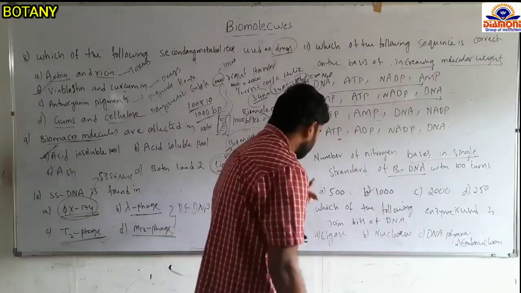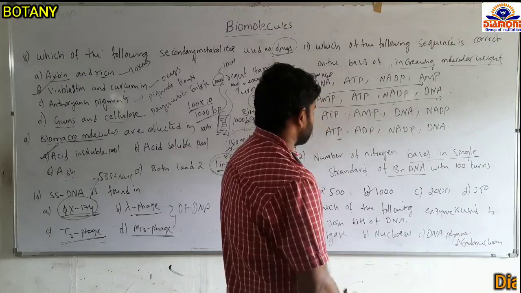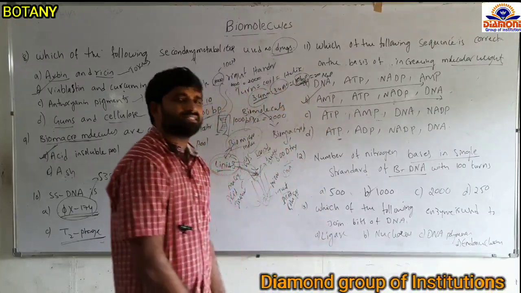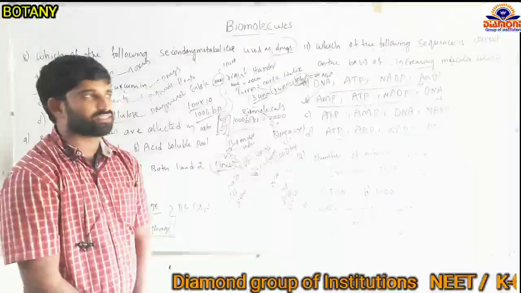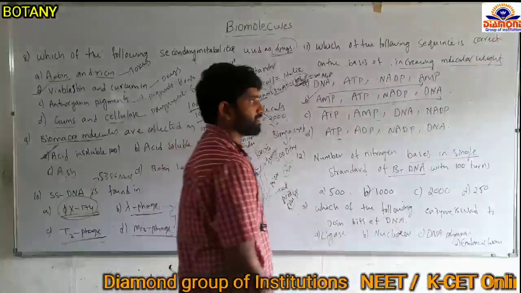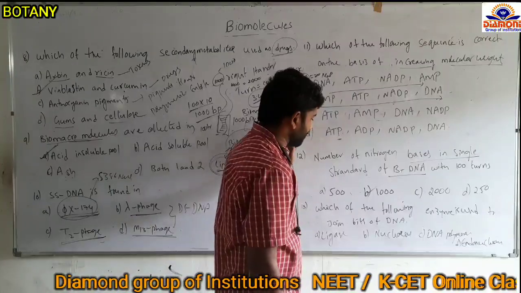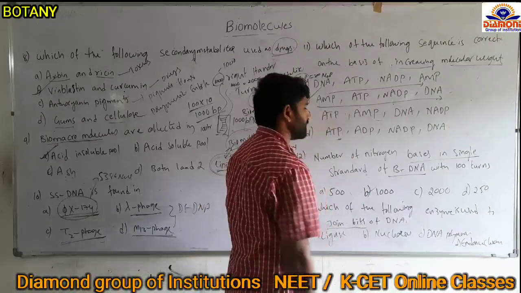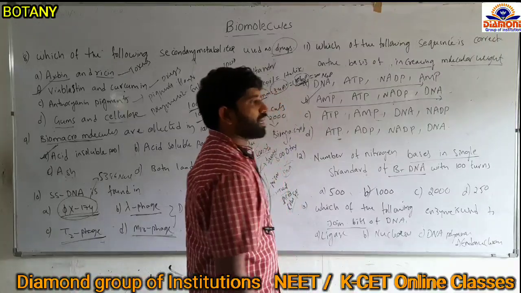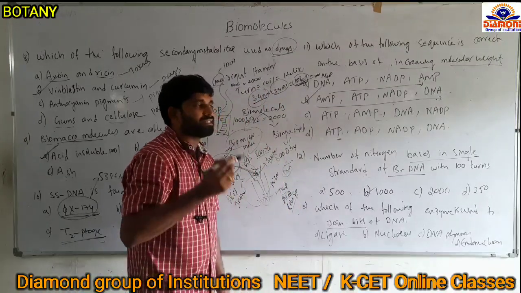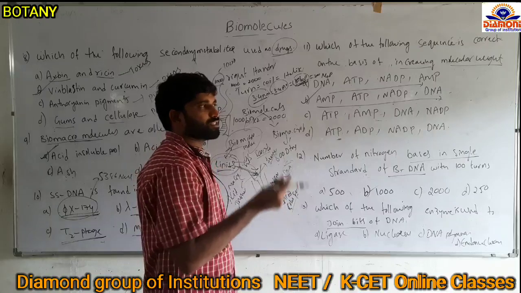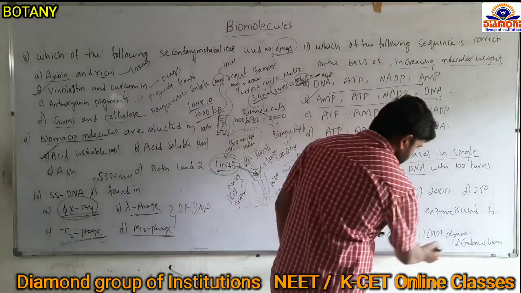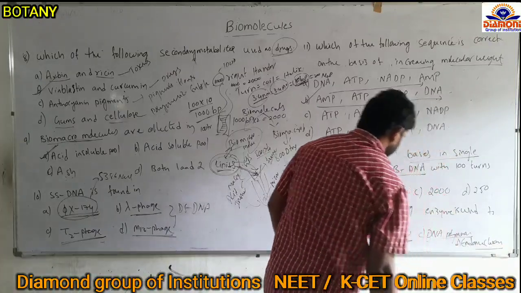And question number 13: which of the following enzymes is used to join bits of DNA? We have studied different types of enzymes, six classes of enzymes. Out of these, which enzyme is used to join the bits of DNA? One of the enzymes is used for joining small strands of the DNA. Options are ligases, nucleases, DNA polymerases and endonucleases.